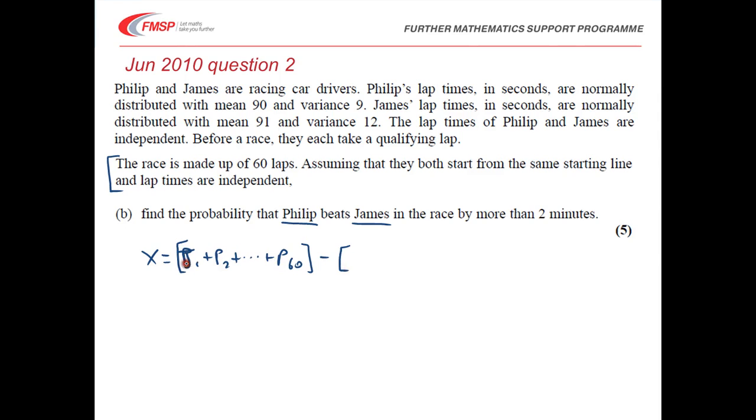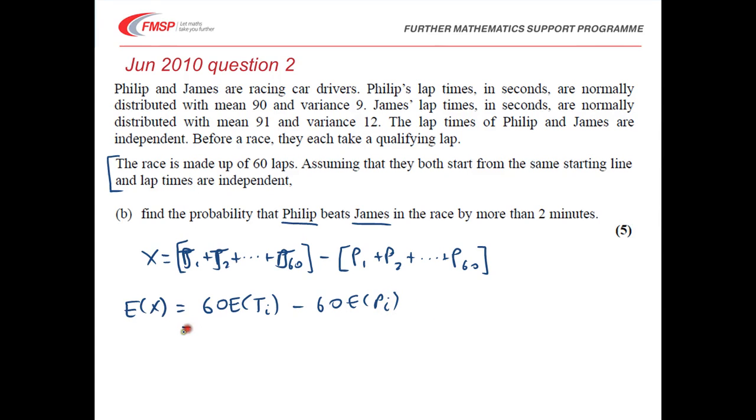Let's do this as James first actually. So let's take James and let's take Philip and let's take all of the lap times away, plus P60, and what we're looking for is that Philip beats James by more than 2 minutes. Okay, so we need to understand what's going on with x. We'll look at that in a minute. But what we can do is realize what we're doing here. So we're combining 60 means together. So this is going to be 60 expectations of Ji minus 60 expectations of Pi.